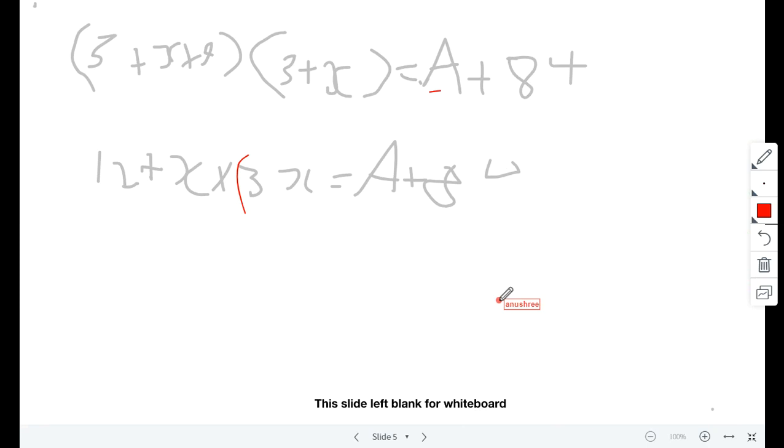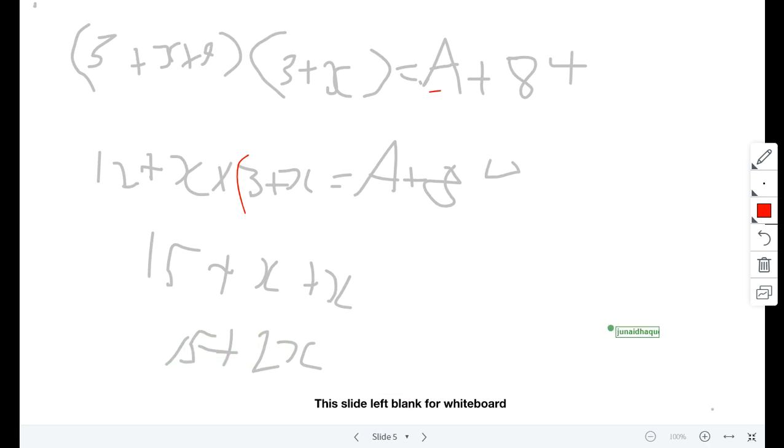Keeps happening. Wherever I move my mouse, it draws. There you go. So this is a plus. Should be. So then this is 15 plus x plus x, which then equals 2x plus 15 plus 15 equals.